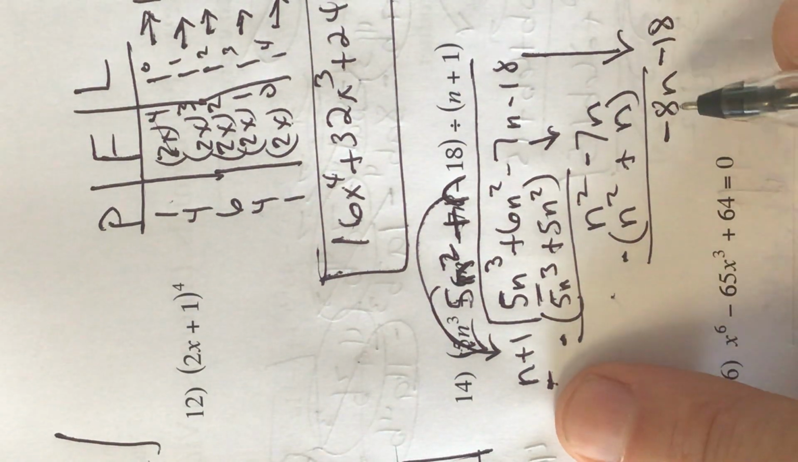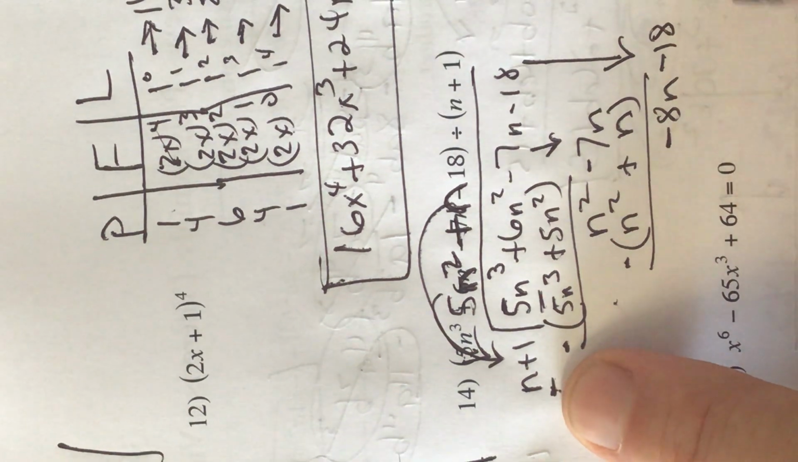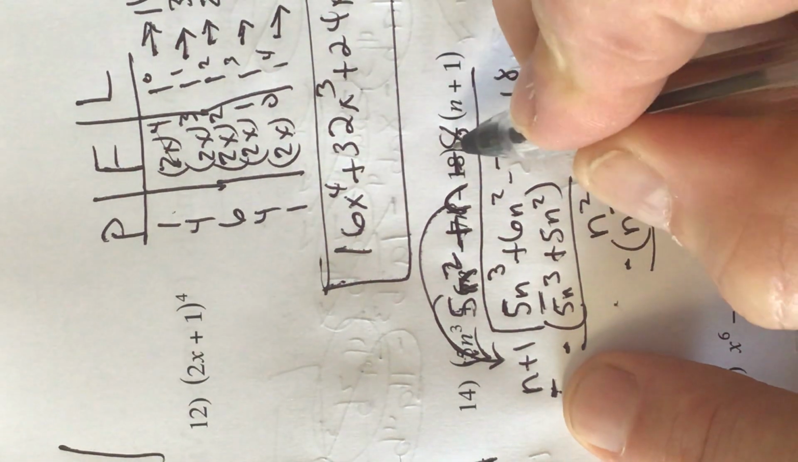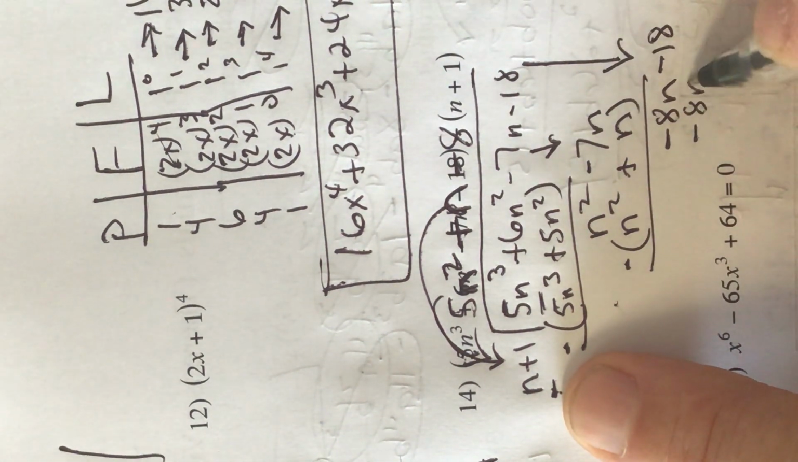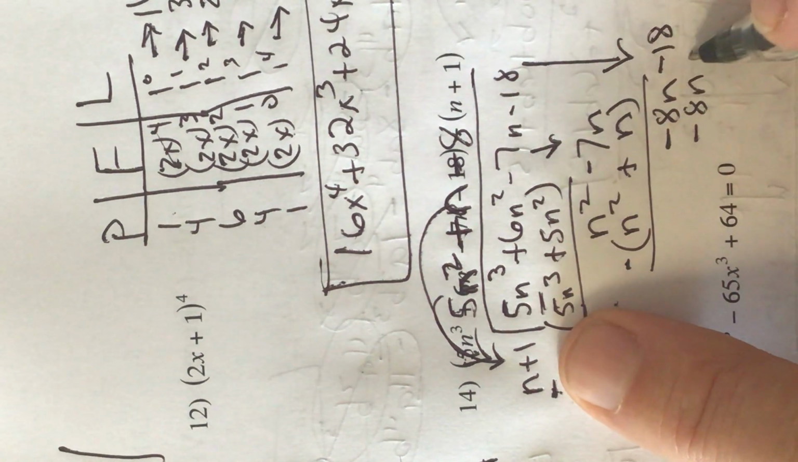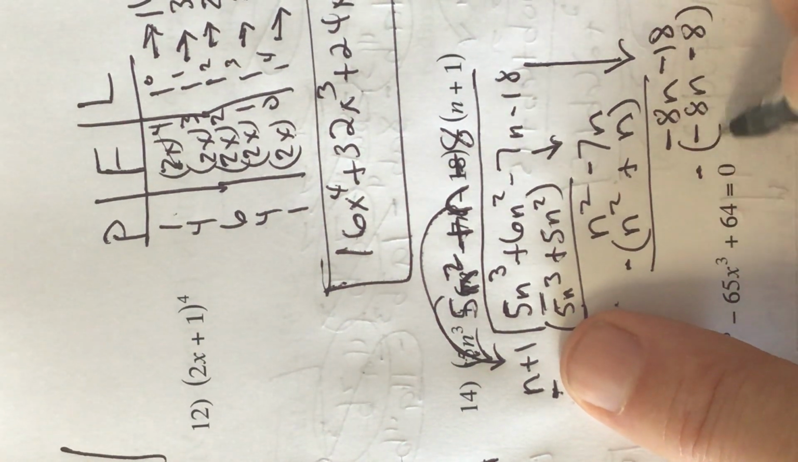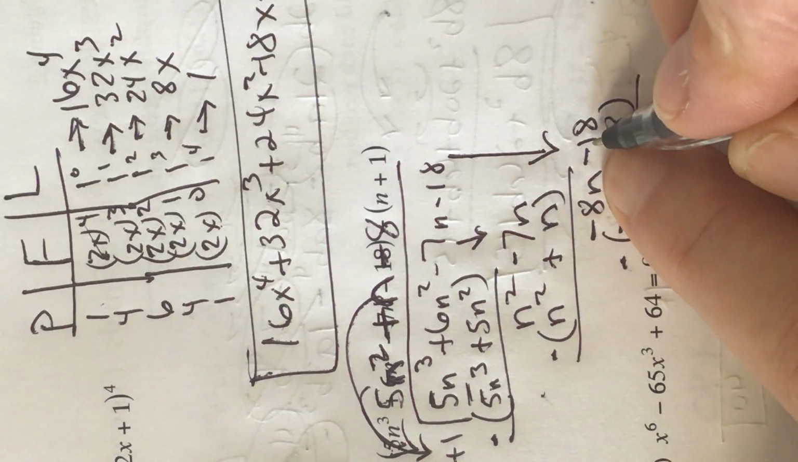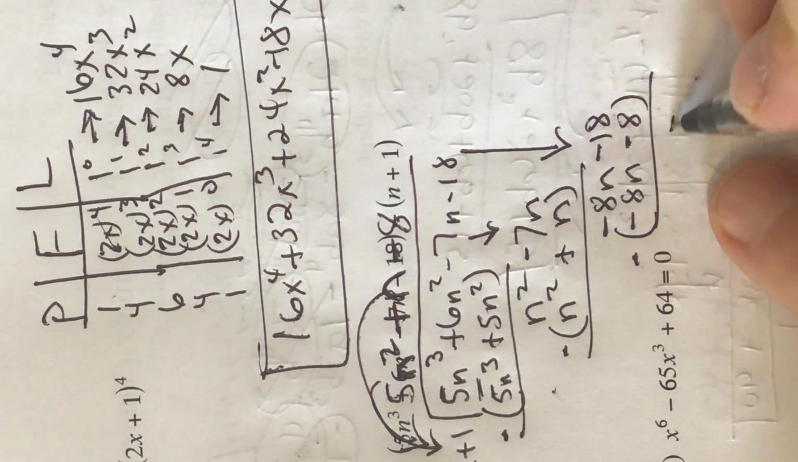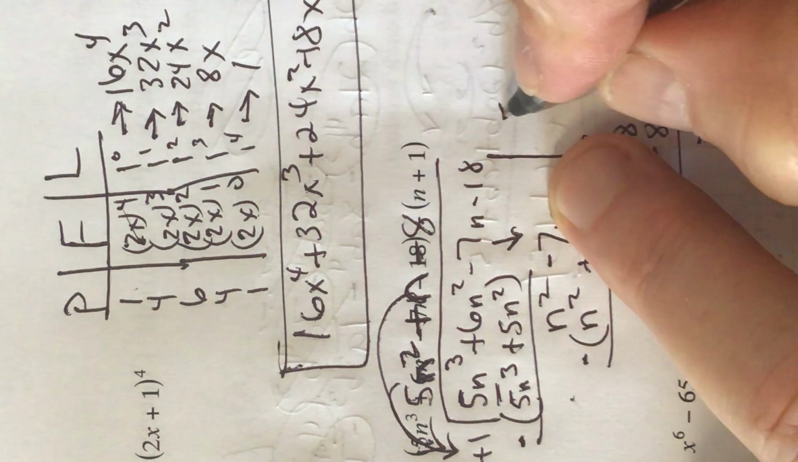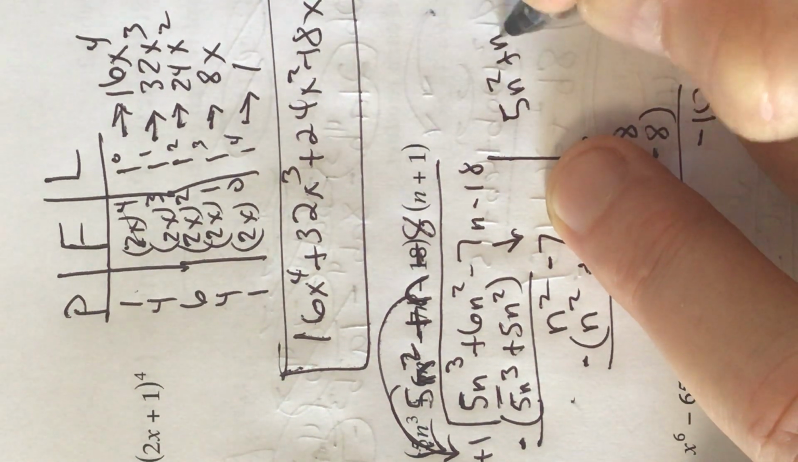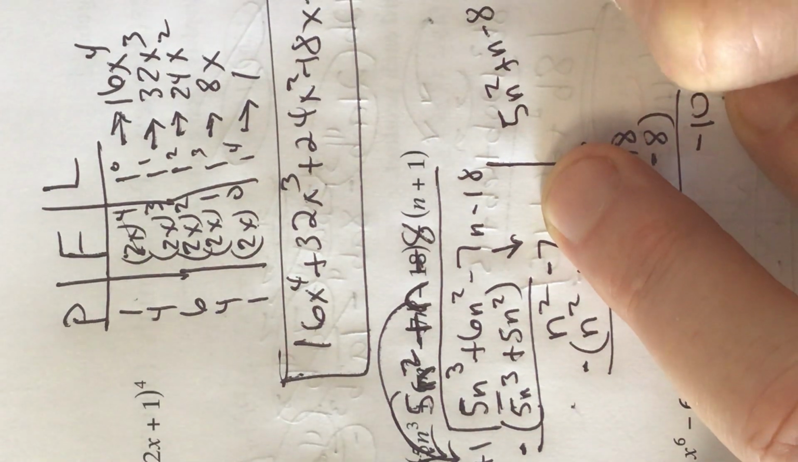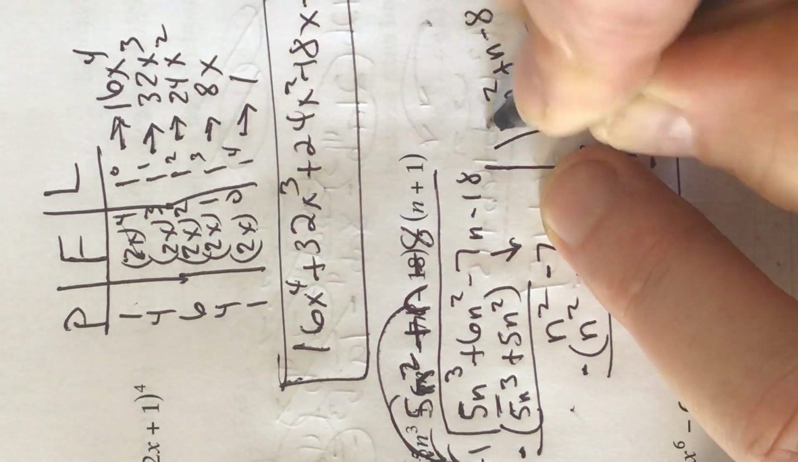Make the n first piece the first piece. So I need to multiply n times negative 8. Negative 8 times n is negative 8n. Negative 8 times 1 is negative 8. Package it and subtract it. Negative 8 plus 8 is 0. Negative 18 plus 8 is negative 10. So we have 5n squared plus n minus 8, remainder negative 10.